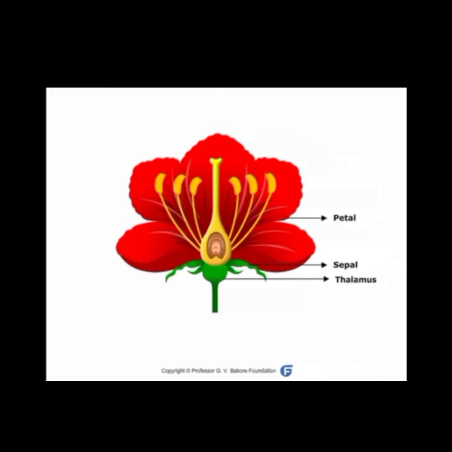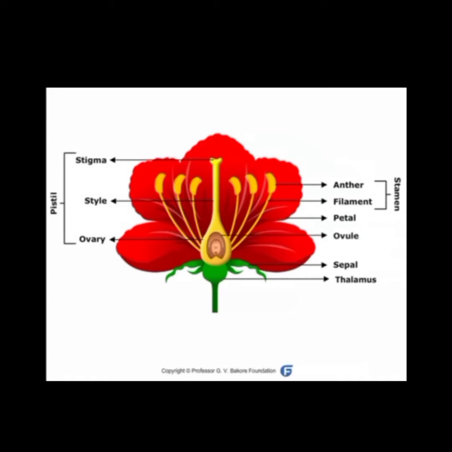Petals. Petals are generally brightly colored to attract insects for pollination. Anther. Anther and filament make the male reproductive part of the flower, known as stamen. Stigma, style, and ovary, all three together are known as pistil. In the ovary are ovules. An ovule has an embryo sac, and in the embryo sac is an egg.